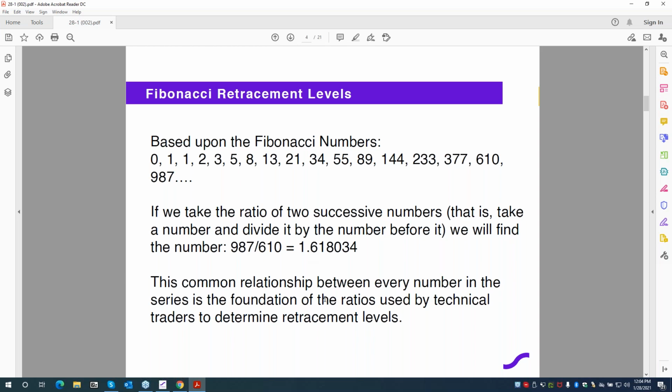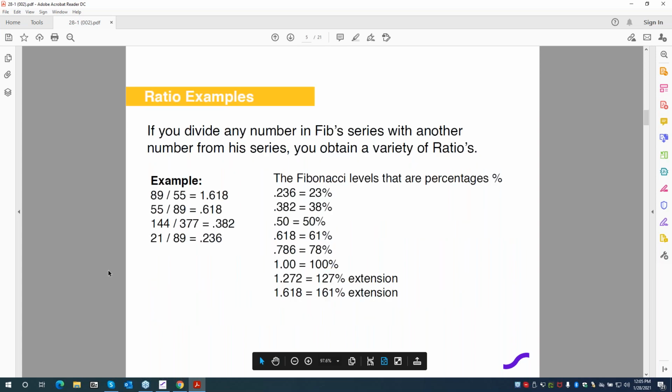Now, this common relationship between every number in the series is the foundation of the ratios used by technical traders to determine retracement levels. Very important levels are created by the Fibonacci numbers. If you divide any number in the Fibonacci series by another number from this series, you obtain a variety of ratios.